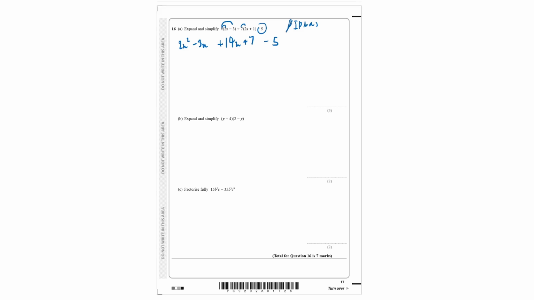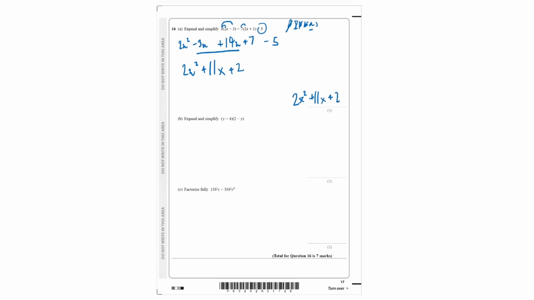Now that we're done with brackets, indices, division, and multiplication, we can then move on to addition and then subtraction. So here, we should put all like terms together. We have 2x squared. Negative 3x plus 14x is 11x. And plus 7 minus 5 is plus 2. So our final answer is 2x squared plus 11x plus 2.